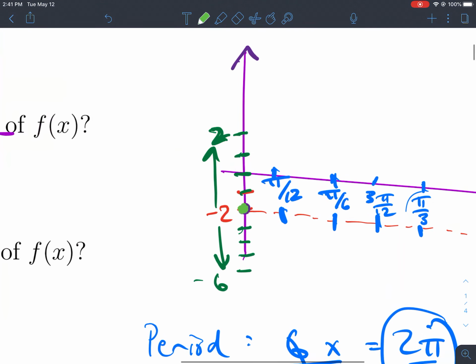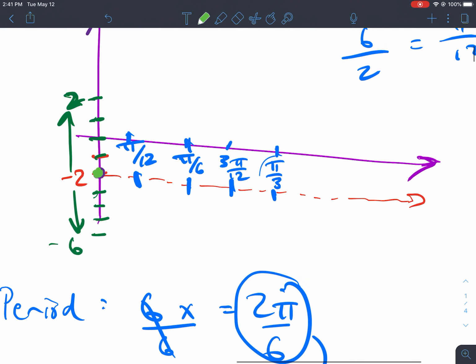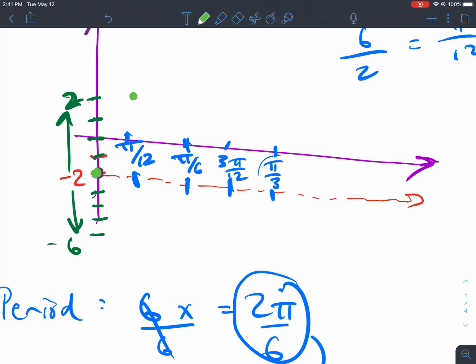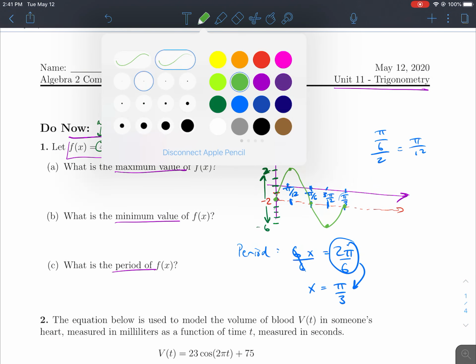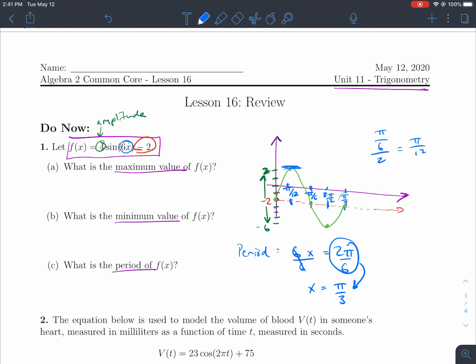So here we go. It's a sine function, regular amplitude. So we go up to our maximum value, down to our midline, down to our minimum value, back to our midline. And there we go. All right, maximum value, where we hit the top, 2. Minimum value, the bottom, negative 6. Period is pi over 3. All right, so graphs are super helpful.